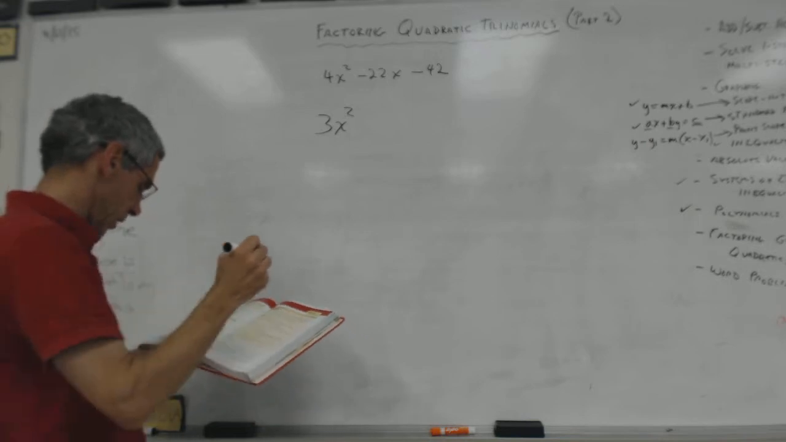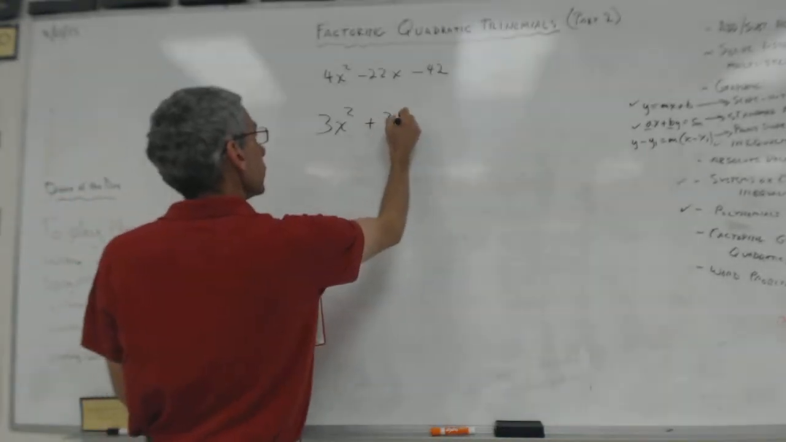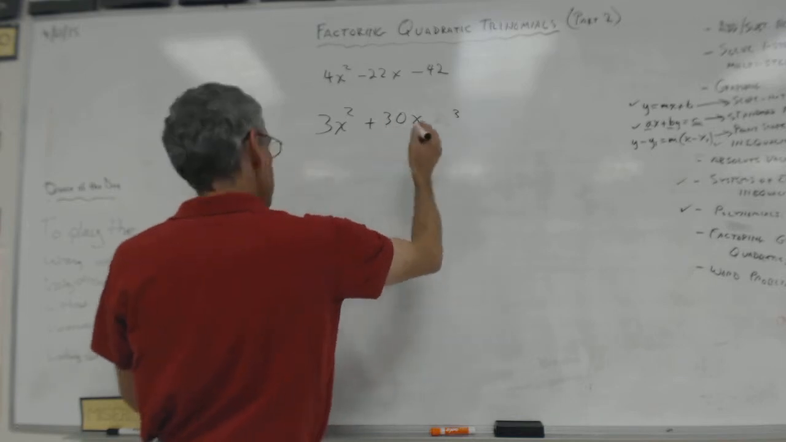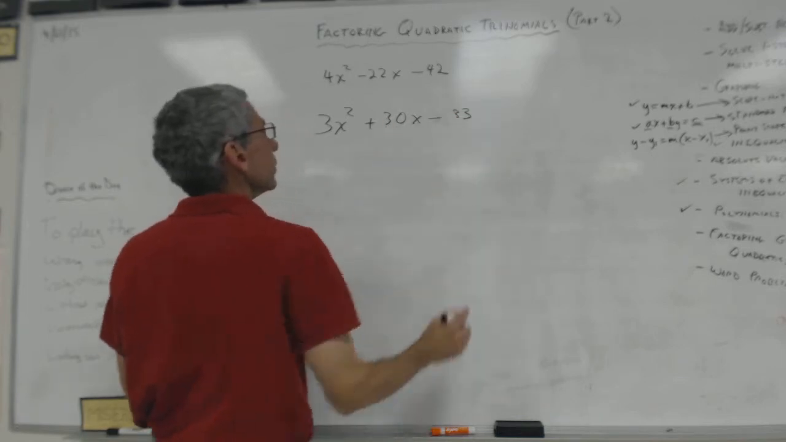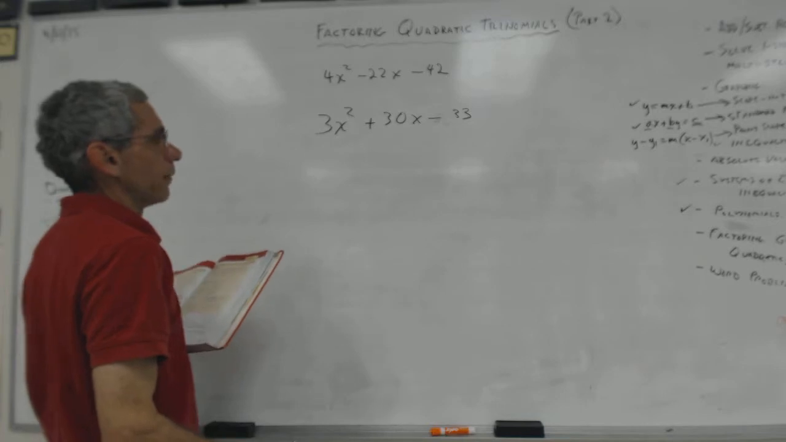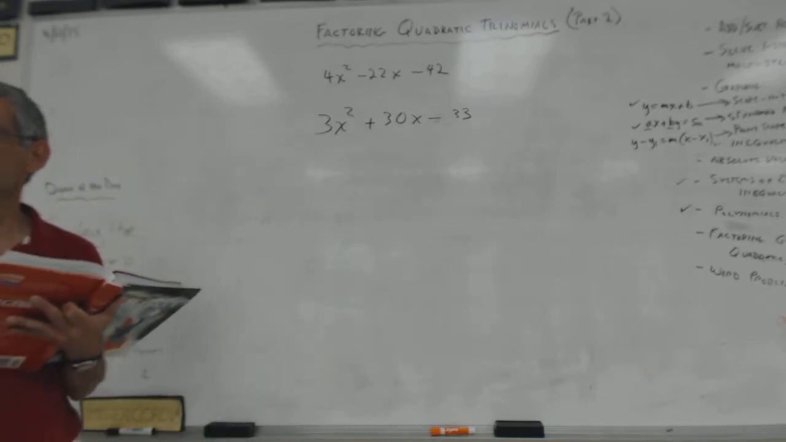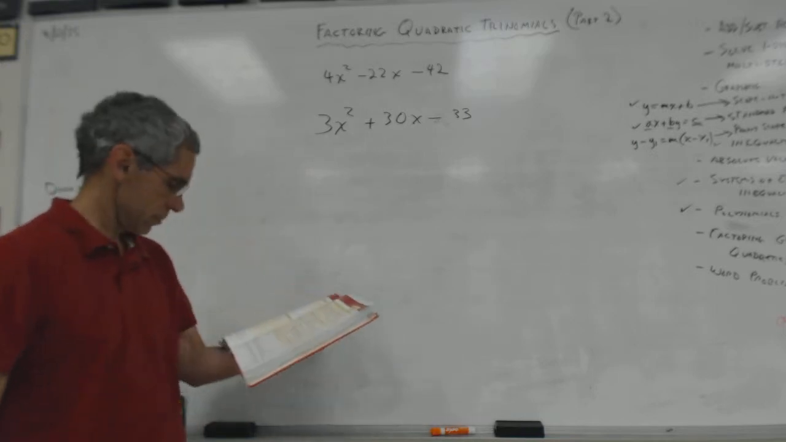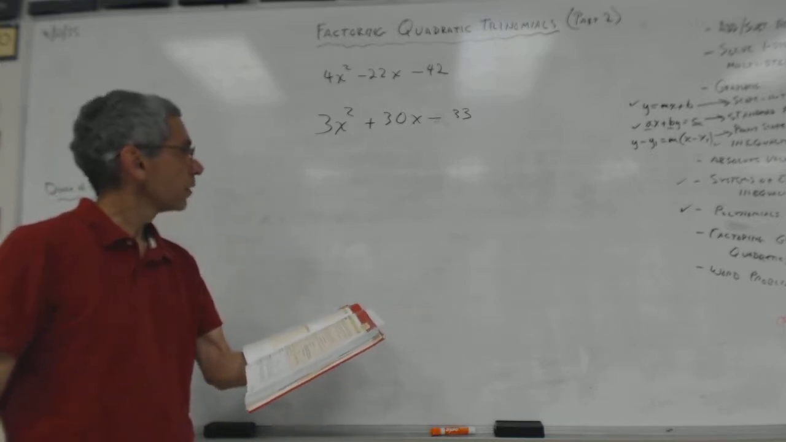Okay. 3x squared plus 30x minus 33. Where am I? Minus 33. Can I do it? Wait a minute, that's not right. Stop. Hang on. Wait a minute. Okay, good.